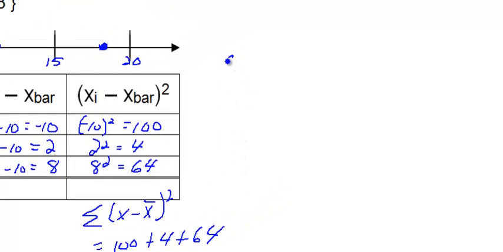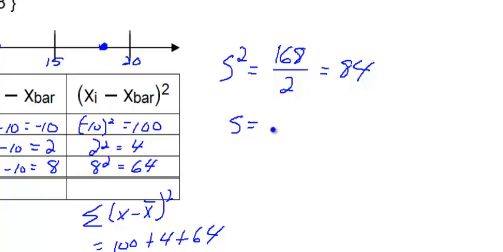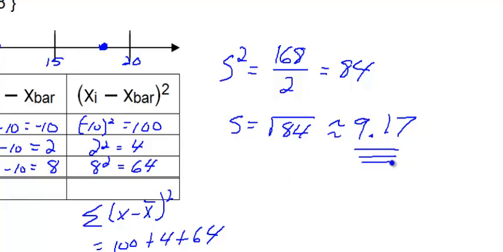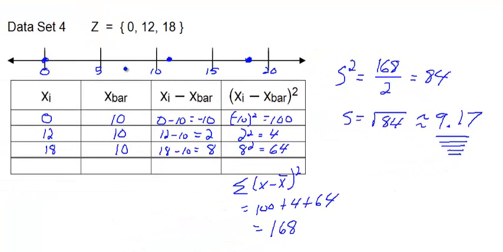So to compute the sample variance, S squared, we take that sum, 168, and divide it by n minus 1, which is 2, and we get a value of 84. So sample variance is 84. Standard deviation is the square root of the variance, which is the square root of 84, which is approximately, to 2 decimal places, 9.17. So this value here is larger than Dataset 3 because we have more spread.